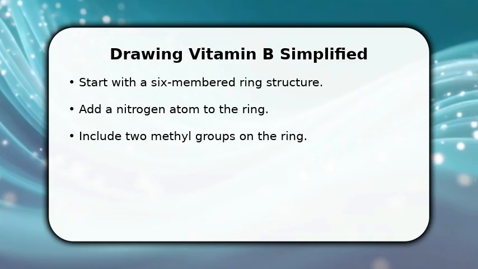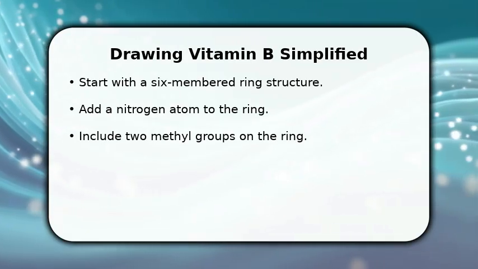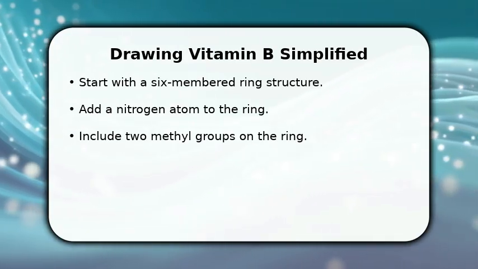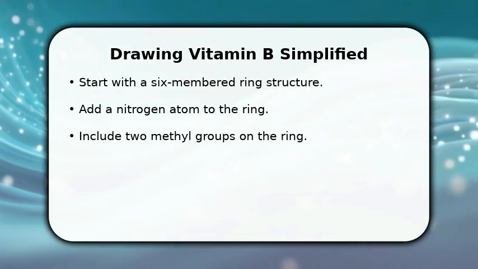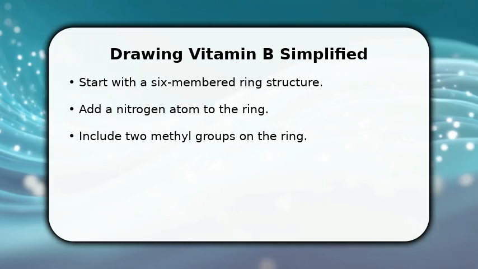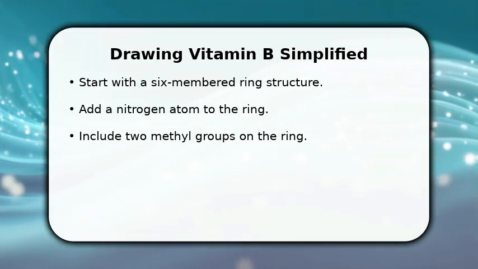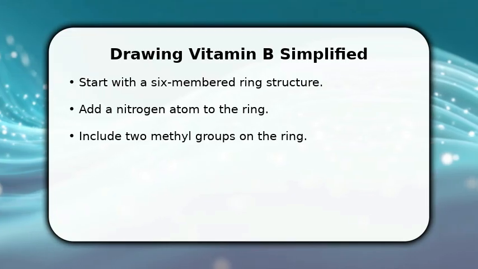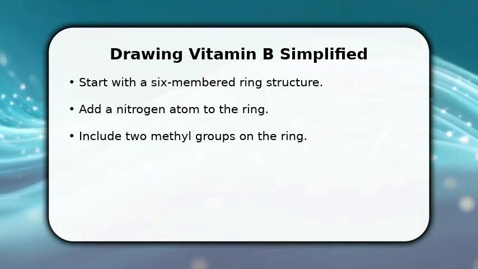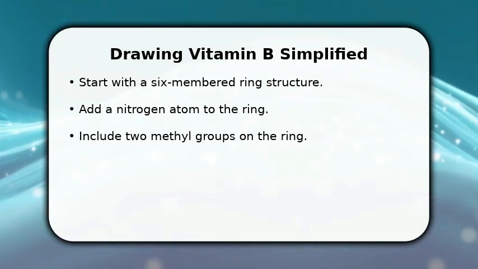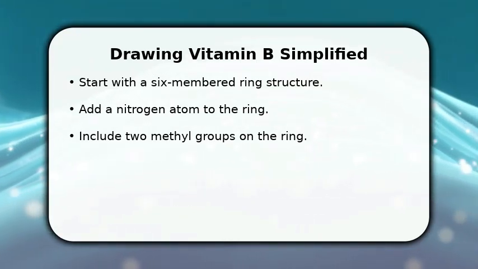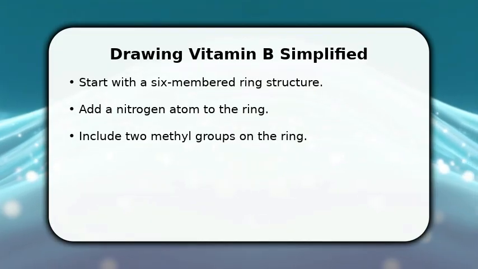In this video, I will show you how to draw vitamin B. First, let's begin by sketching a simple six-membered ring. This will form the core of our vitamin B structure. Next, place a nitrogen atom within this ring, replacing one of the carbon atoms. Then, attach two small methyl groups to the ring, ensuring they are positioned correctly for the basic framework. This initial step creates the fundamental shape.